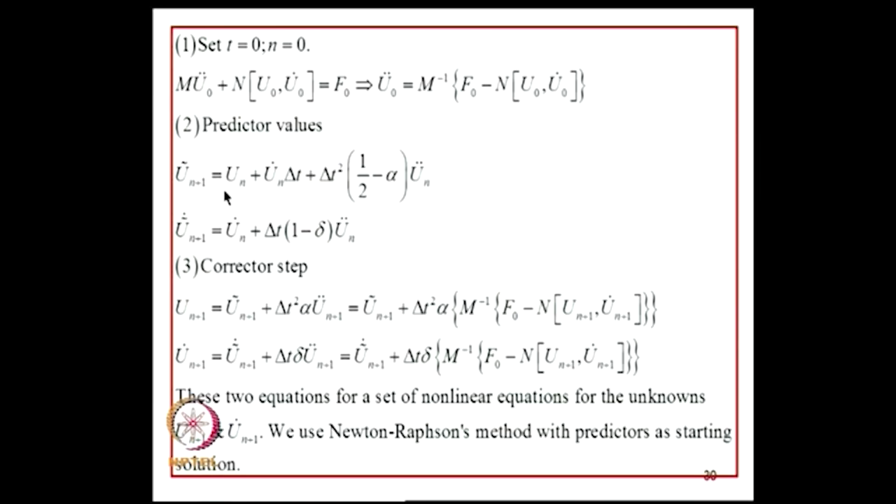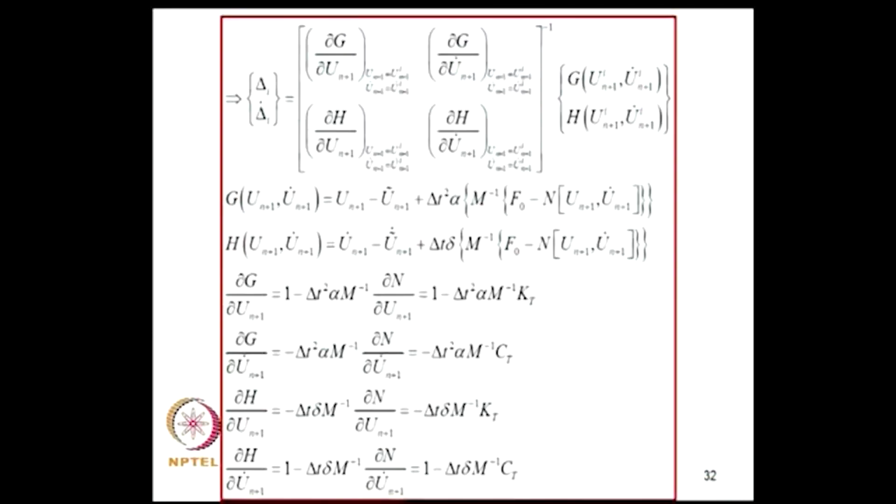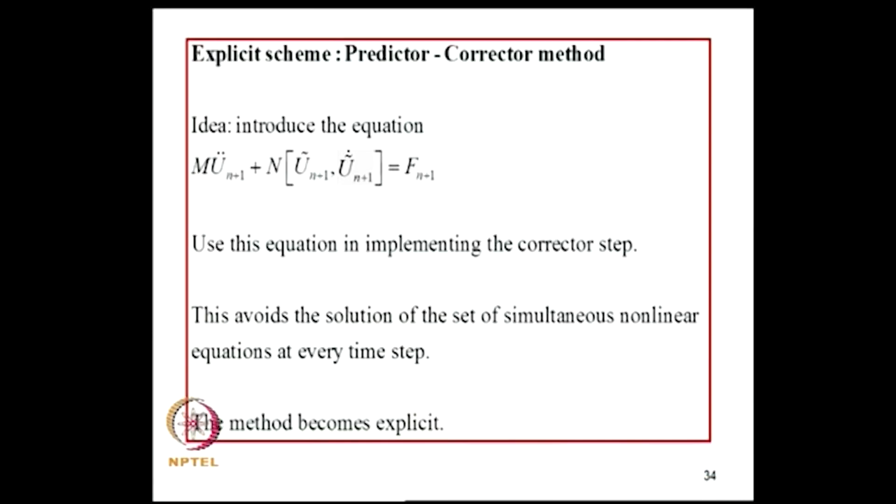Okay. So, this is the implementation of Newmark's method for a nonlinear system. This is an implicit scheme, because as we have seen, at every time step we are solving a set of nonlinear equations. Now, we will look at the same problem formulation using an explicit scheme.